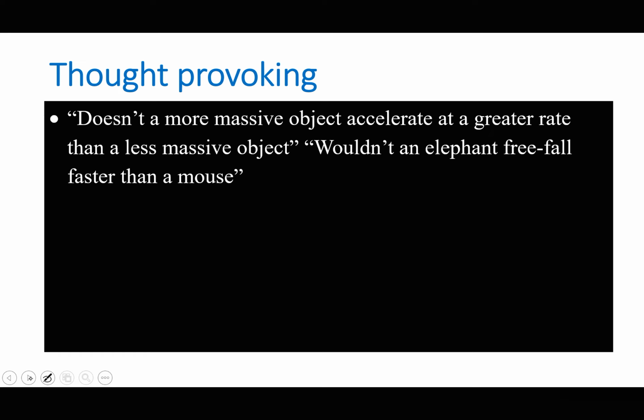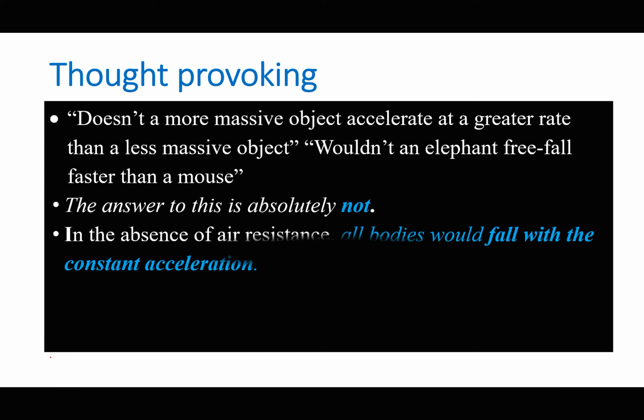So a layman would think it is the elephant, but if there is no air resistance, these two objects would arrive at the same time. So the answer to this is absolutely not. In the absence of air resistance, all bodies would free fall with the same constant acceleration because the acceleration will not depend on their masses. The acceleration is independent of their masses.